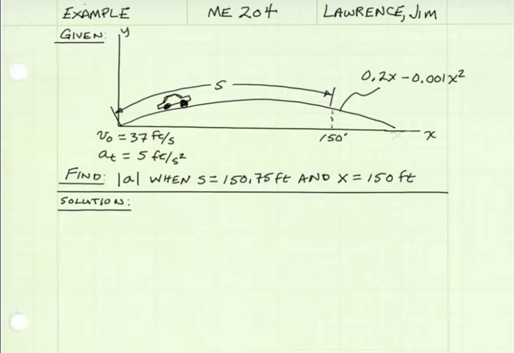We want to find the magnitude of the acceleration when it's traveled along the curve 150.75 feet, which corresponds to an x position of 150 feet. Well, we have a constant acceleration problem here, since we know that our tangential acceleration is 5 feet per second squared. However, nowhere in the problem is time mentioned.